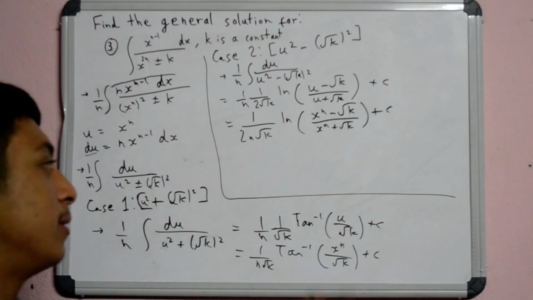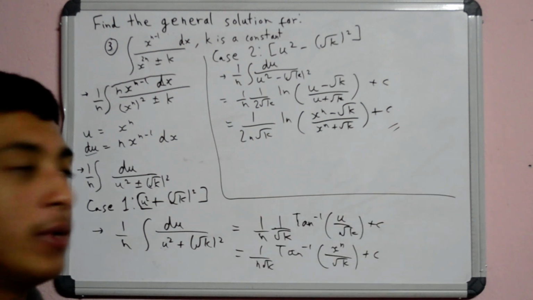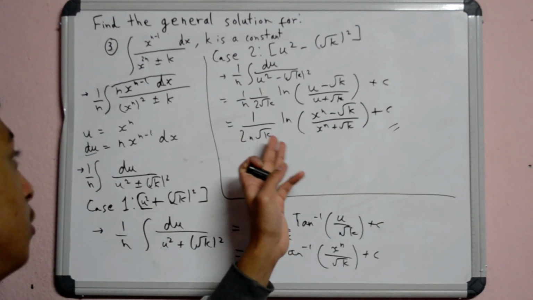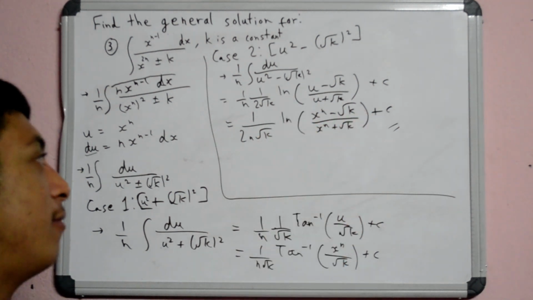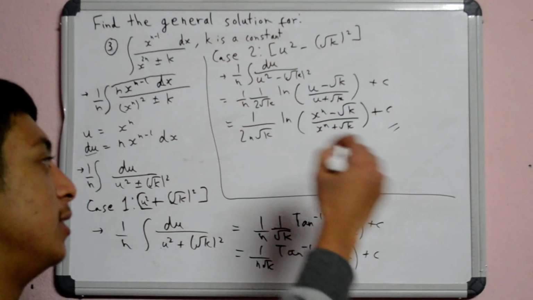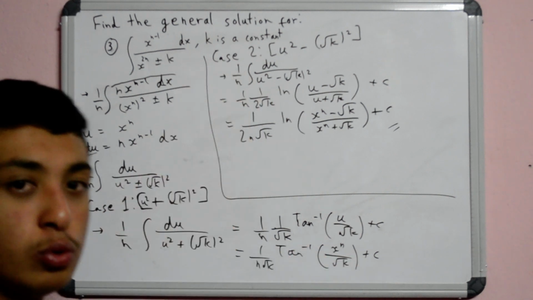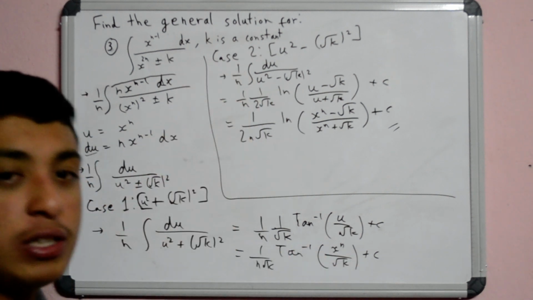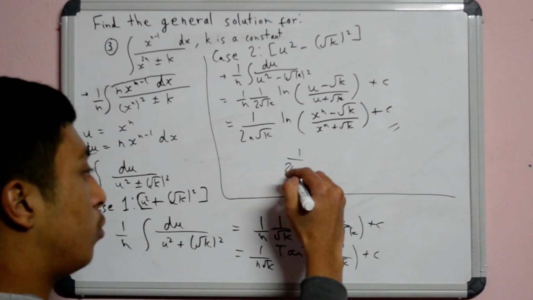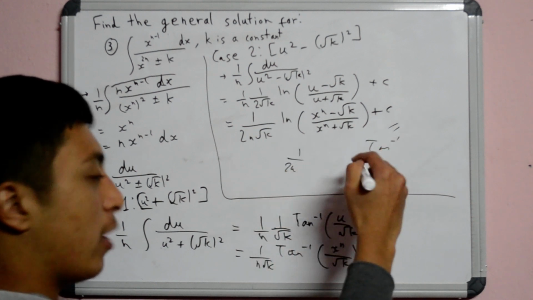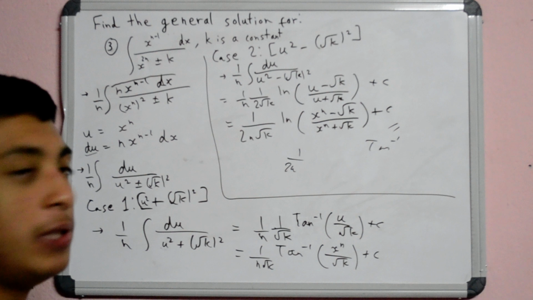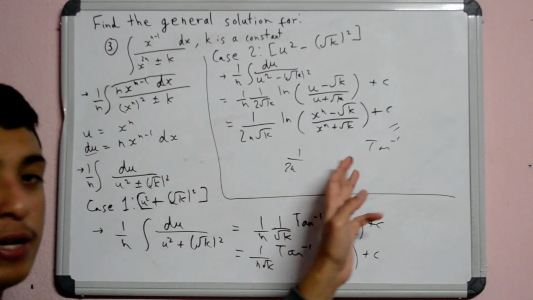And that is it. This is our general formula, and if you want to verify this, you can choose the value of n and find if that answer matches this answer or this answer based on case 1 or case 2. And if you want the proof for those 1 by 2a, tangent inverse, and other formulas, then please let me know and I will prove them for you guys.